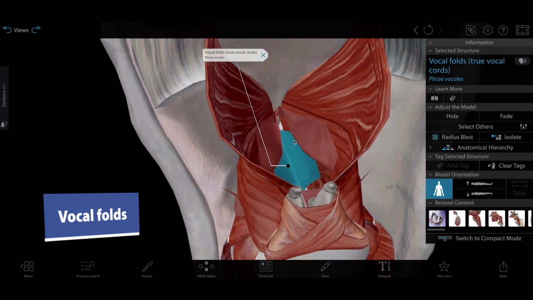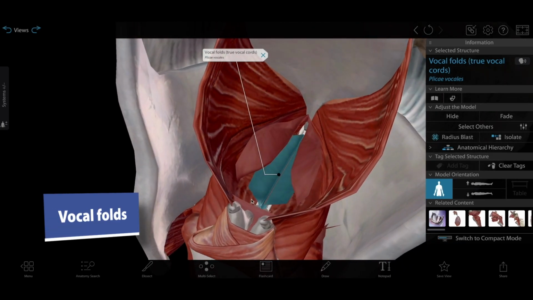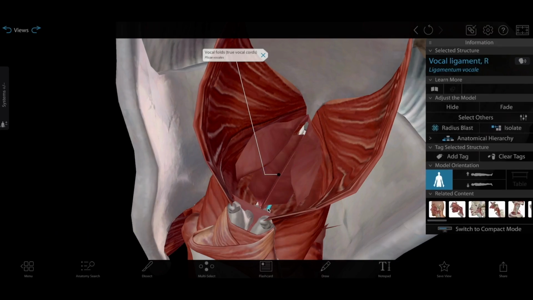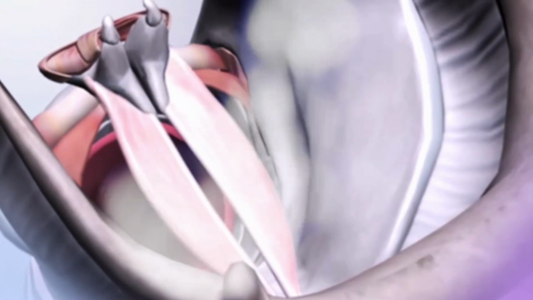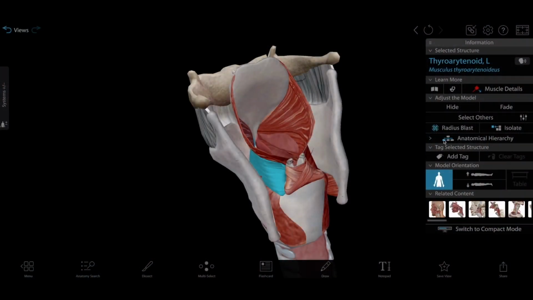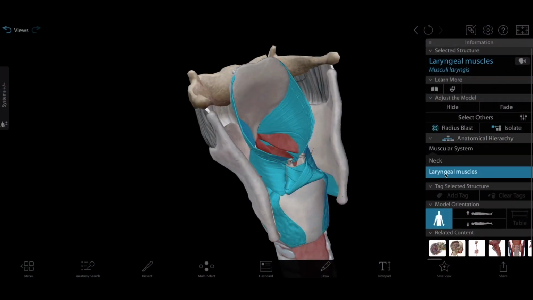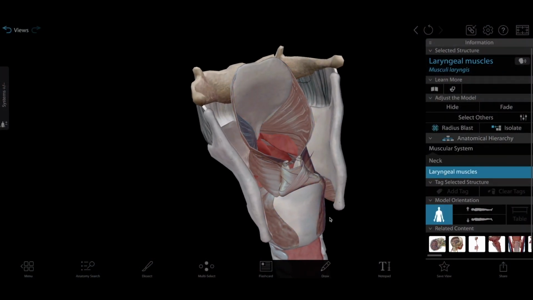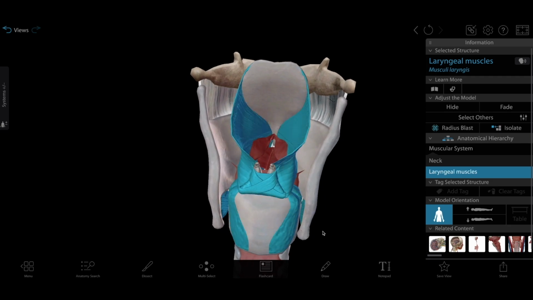The vocal folds, also known as the vocal cords, stretch across the opening of the larynx. Sound is produced when air leaving the lower respiratory tract causes them to vibrate. Specialized muscles adjust the tension of the vocal folds and the distance between them. This changes the pitch and volume of outgoing sound.